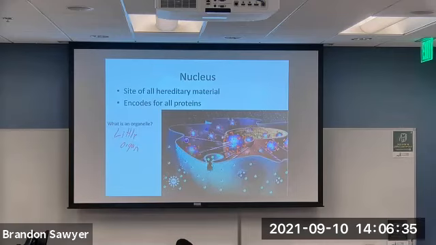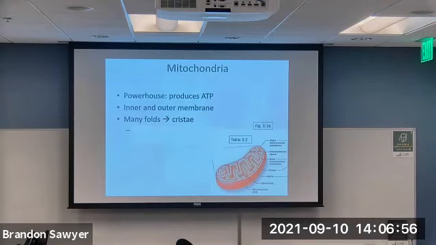Okay, so obviously the nucleus is where all of our hereditary material is. And what do we call that material again? DNA, of course. This is where we're going to be encoding for proteins. So we'll just go through a quick overview of each of these organelles and their functions, and then we'll do a little bit of a recap of the different ones we talked about.